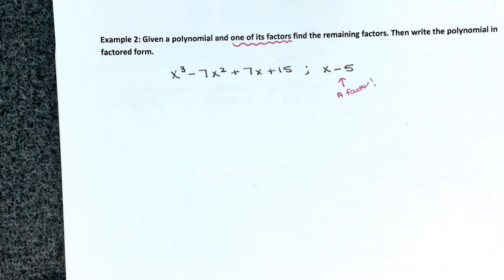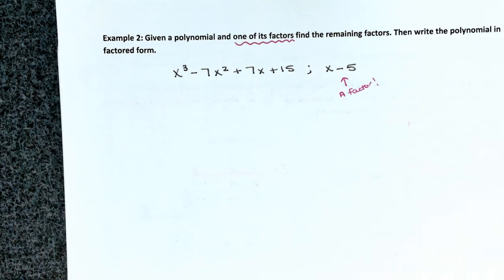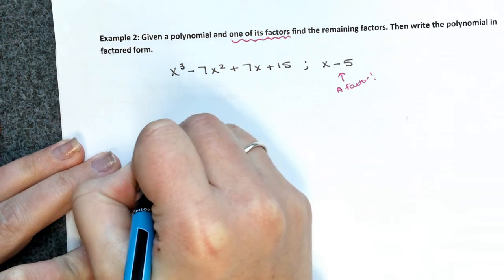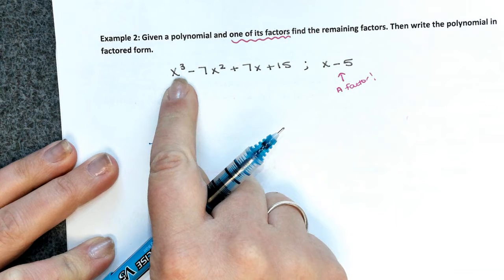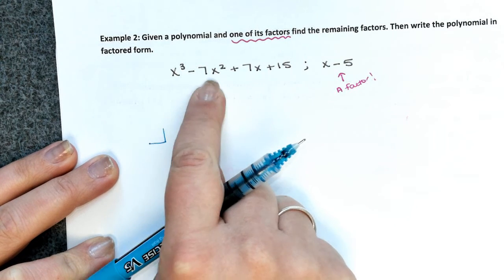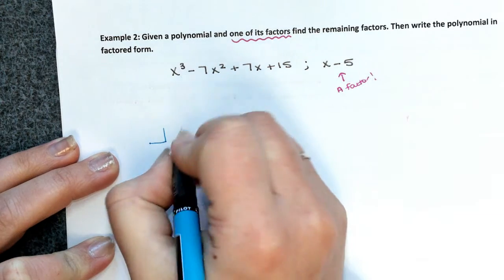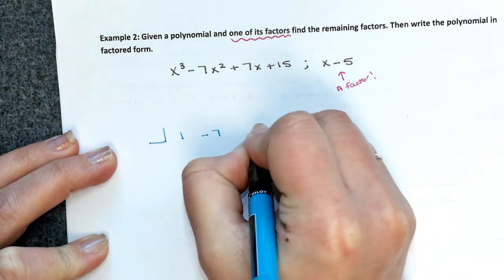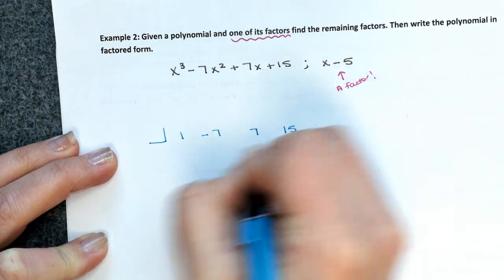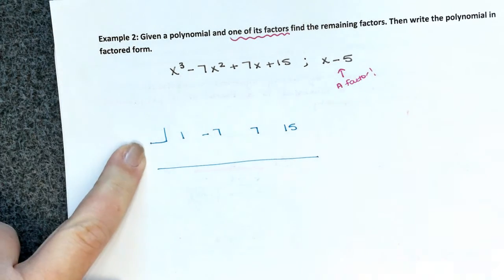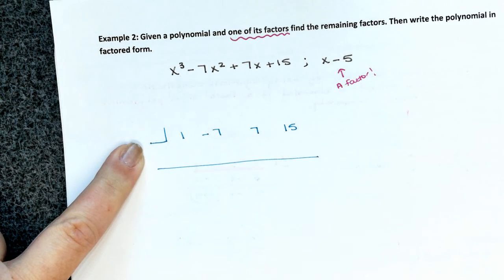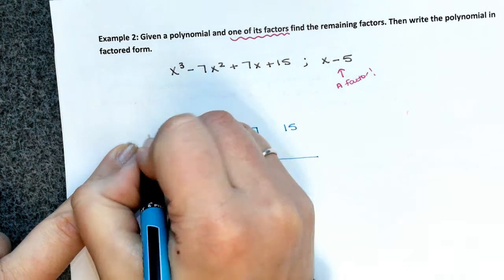I'm just going to make a little note of that. Okay, that's a factor. So when I go to do my division, double check that we're all in order. This is degree 3, 2, 1, 0. I don't need any placeholders there. So there's 1, negative 7, positive 7, 15. What goes in the box? Positive 5.